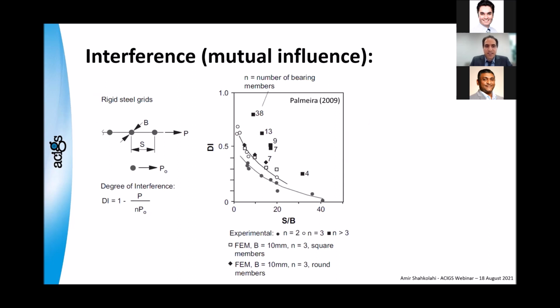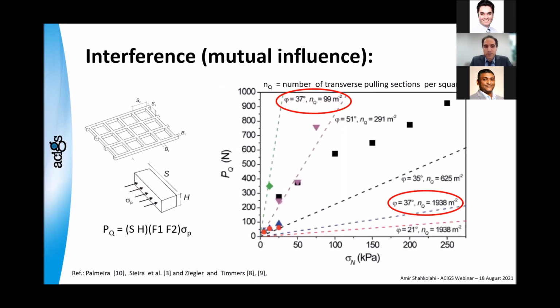And this is the graph. DI on the vertical axis is the degree of interference, and it's calculated as you can see. P is the pull-out force, and P0 is for only one rib. Based on S and B, they gave this graph. It's very interesting. With this graph, they say that if S divided by B is more than 40, you miss the DI, the degree of interference. Before that, you can see it's for different square and round members, and for different numbers of ribs. This was also studied by some other people, as you can see.